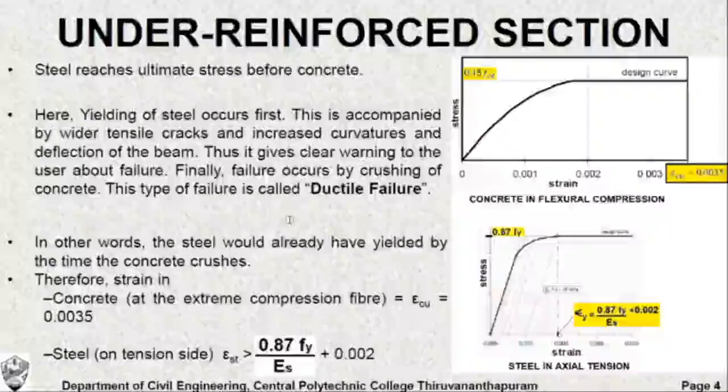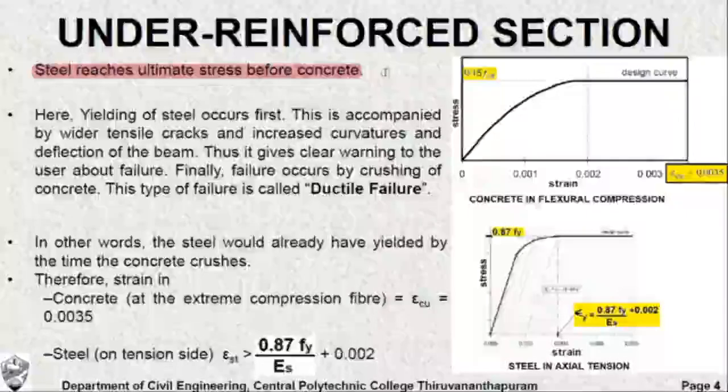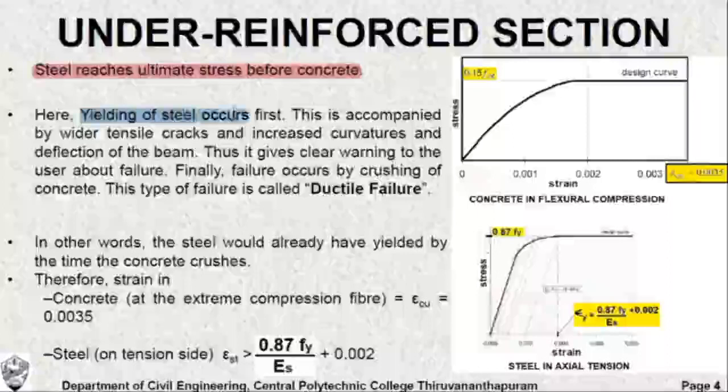Next we discuss about under reinforced section. Under reinforced section is a beam cross section at which the steel reaches the ultimate stress well before the concrete reaches its failure. So here yielding of steel occurs first and concrete reaches crushing failure only later.